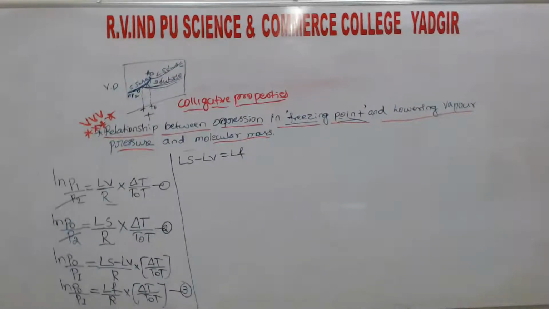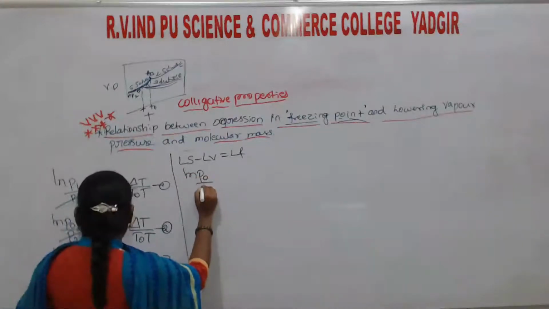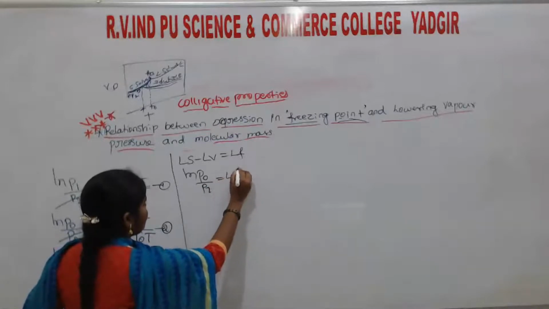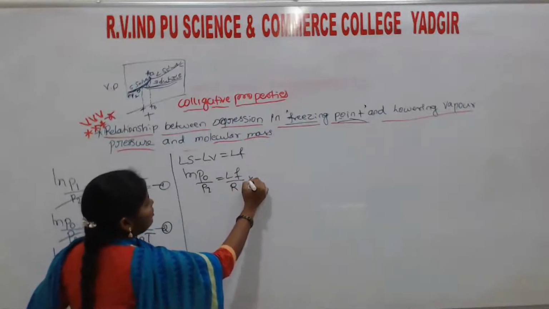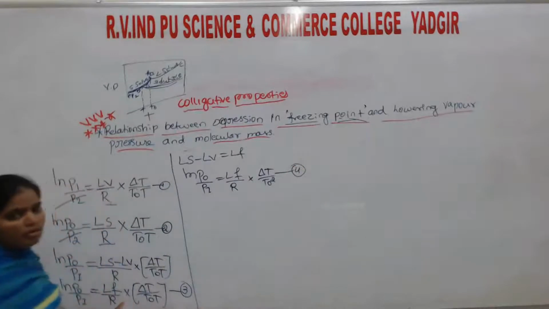Knowing that T naught and T are close to each other and the solution is dilute, equation 3 may be written as ln of P naught by P1 is equal to Lf divided by R into delta T divided by T naught square. This is equation number 4.